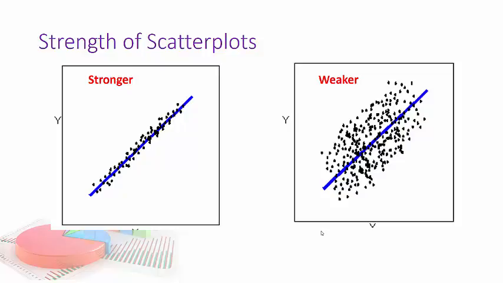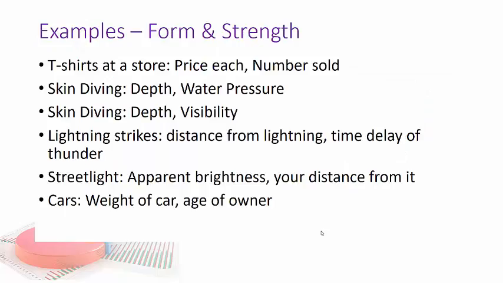If it doesn't stick to the pattern as well, it is weaker. So we're going to go ahead and look at those same examples and try to determine what we think the form and strength would be for each one. So for our t-shirts, there's probably a linear correlation. As the price goes up, we sell less. It could be curved, but we don't know. It depends. And we expect the strength to be moderate.